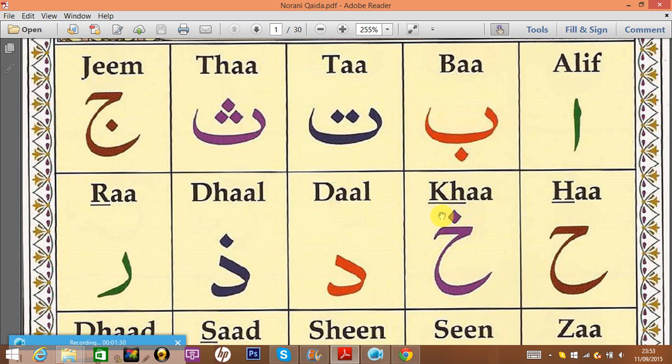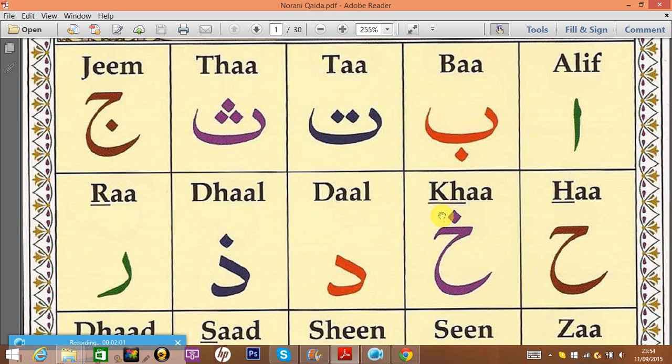Ba, ta, tha writing is the same. Ba has 1 dot on the downside. When you see this writing and you see 1 dot on the downside, then you will say this is ba. When you see the same writing with 2 dots on the top, then you will say this is ta. And when you see the same writing with 3 dots on the top, then you will say this is tha. So hope you understand the difference in writing of ba, ta, tha.